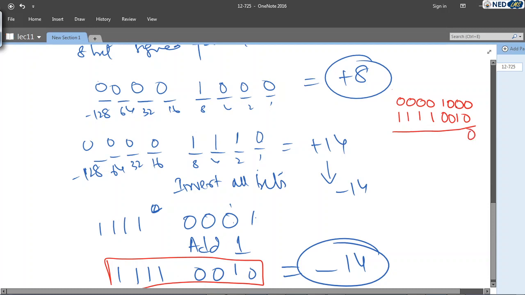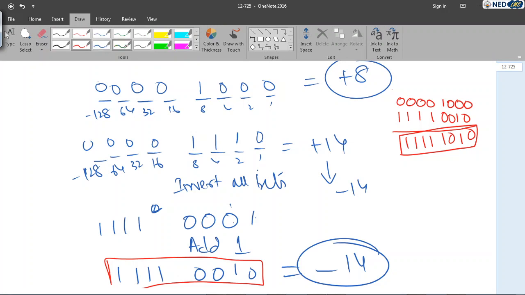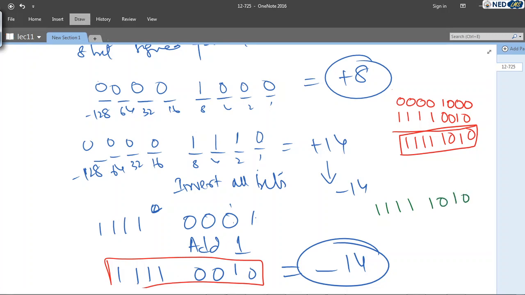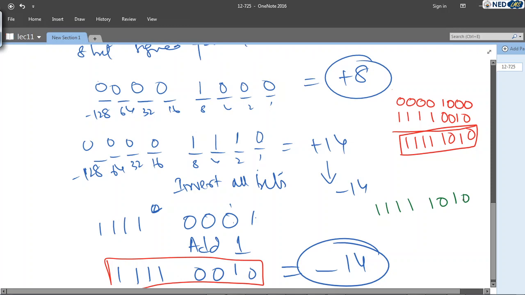0 plus 0 is 0, 0 plus 1 is 1, 0 plus 0 is 0, 1 plus 0 is 1, and so on, and we get all ones over here, so we get this number. Let's convert this into decimal and see what we get. We have 1 1 1 1 1 0 1 0. I'm going to write the placeholders for what these bits represent: 1, 2, 4, 8, 16, 32, 64, and the last bit represents minus 128.